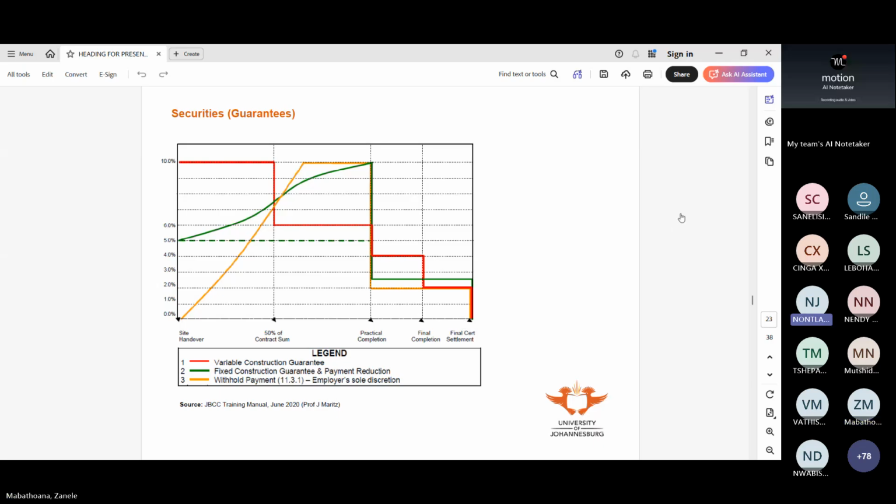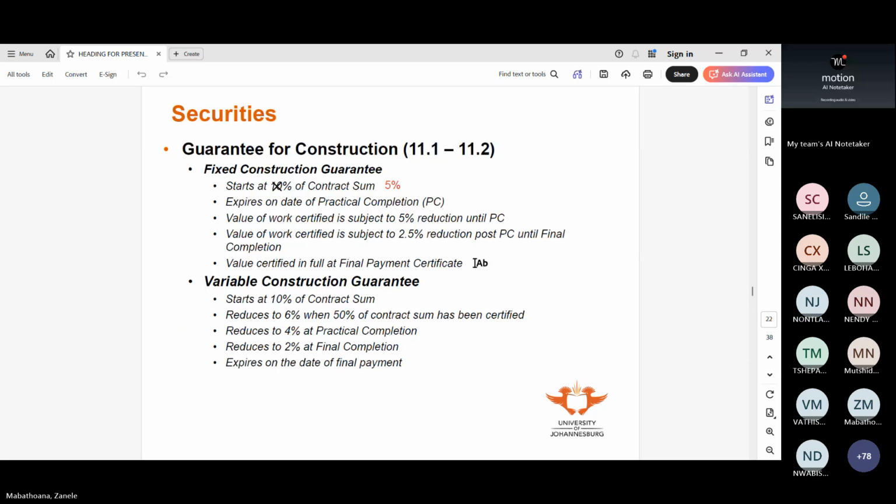Thank you and good evening. Can you please go back to the slide before this one? Thanks. So are you saying on the fixed construction guarantee or on both, if the contractor is unable to produce to the client this guarantee, these are the percentages that we can withhold as the employer? Is that what this says?